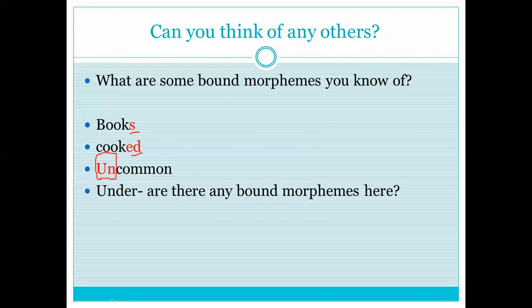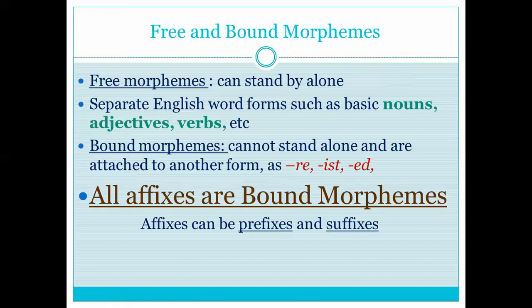Now, in the word under, are there any bound morphemes here? This is a tricky one. I mean, people might think, well, un is a bound morpheme, but then what about der? Der? I don't think I've ever heard that word before. So this is just one free morpheme by itself. Free morphemes thus can stand by themselves. They can stand alone, like the word under, right? Understand, the word understand would be two free morphemes in that case, right?